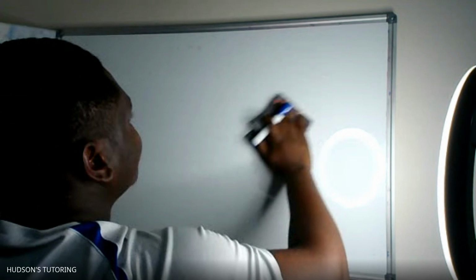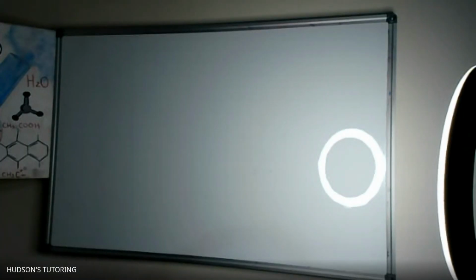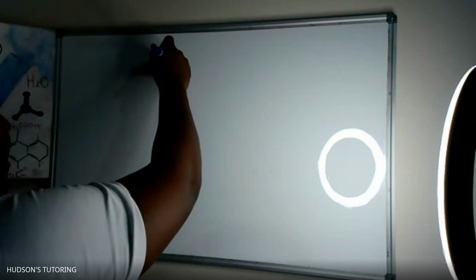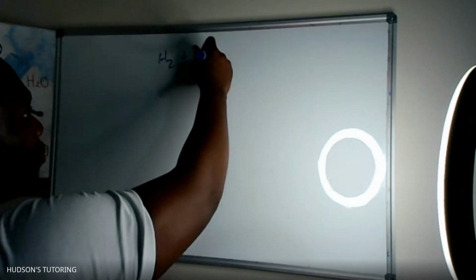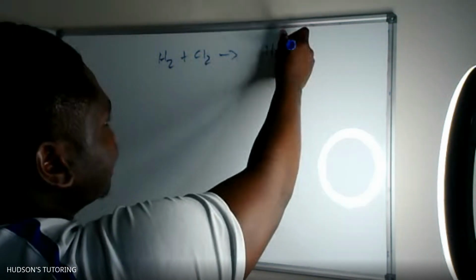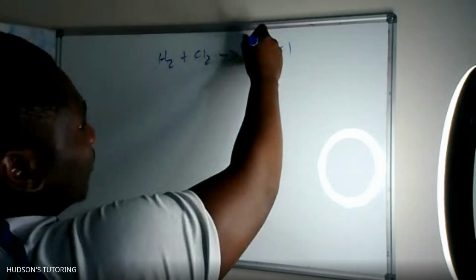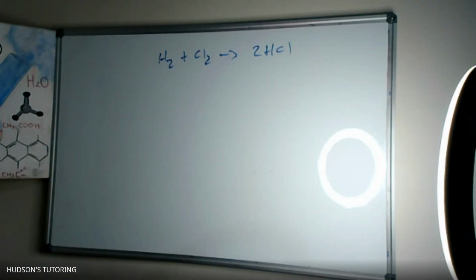Let us say that we have this reaction involving the formation of hydrochloric acid. So it's hydrogen reacting with chlorine to form HCl. Let's look. From this then, we could say that chlorine is reduced.